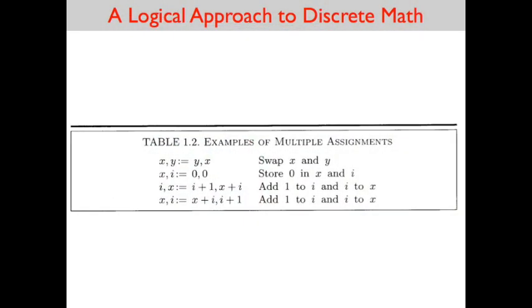And here's x, y gets 0, 0, so x gets 0 and i gets 0. And i, x gets i plus 1, x plus i. Now, maybe we should do an example with state on this one. Suppose the initial state is i 4, x 10. And then suppose we do i, x gets i plus 1, x plus i. What's the final state?